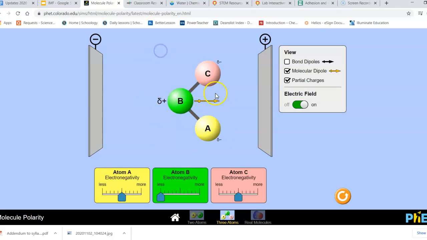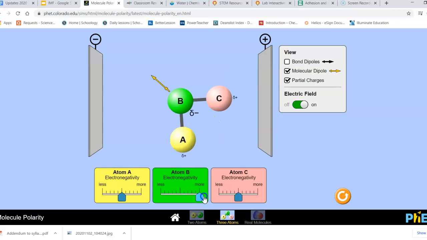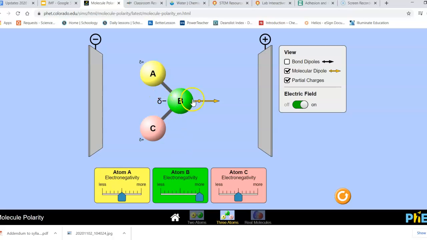Notice how they align themselves. Again, partial charges, positive to negative, positive to negative. I can try to move them around and that won't change. Now let's go the opposite way. Let's make B the stronger one. Now B is the most electronegative, so it is partially negative. Those guys are partially positive. Again, I can move it around and it's not going to make any difference.